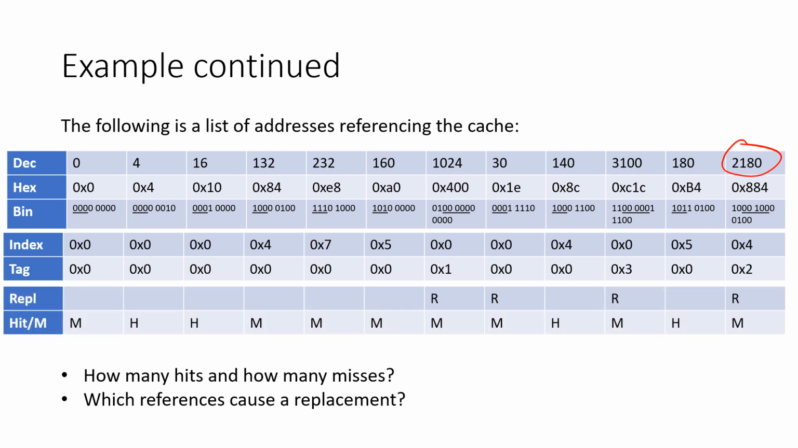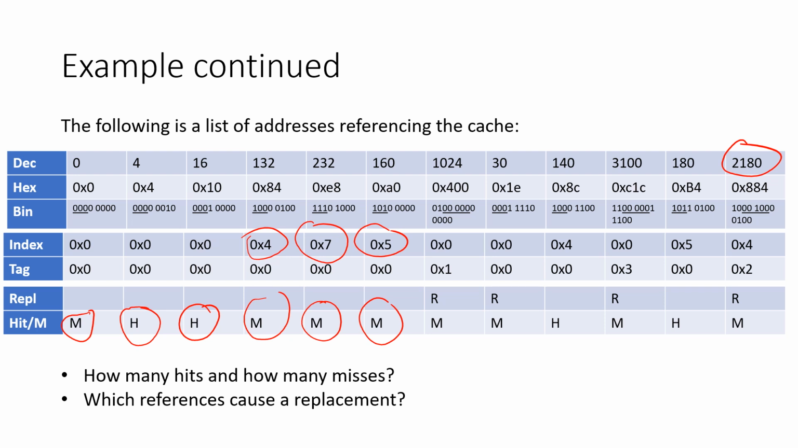Address 0 will miss in the cache as it is the first reference. Address 4 will hit as it is the same block, the same index as the first reference. Address 16 will also hit for the same reason. Next, we have addresses 132, 232 and 160. They will all miss because they are with new indexes that have never been accessed before.